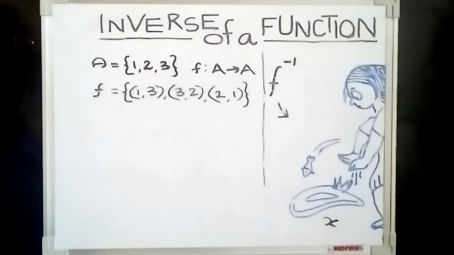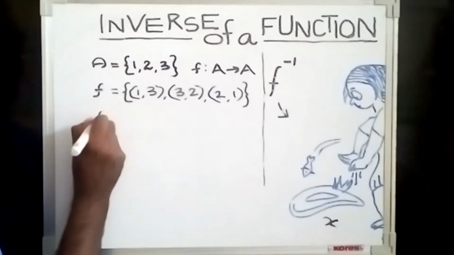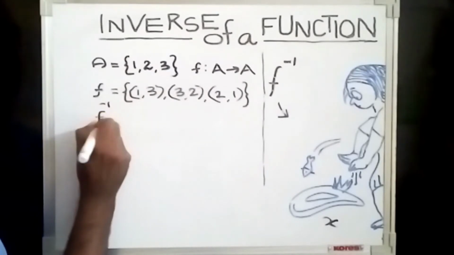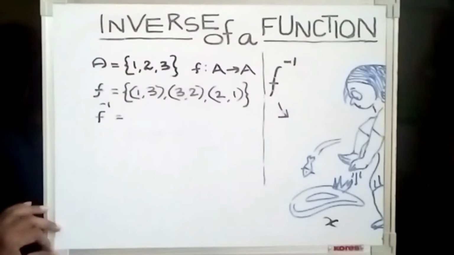f equals the set {(1, 3), (3, 2), (2, 1)}. The question is, what is f inverse? We know that f inverse is the reverse activity.